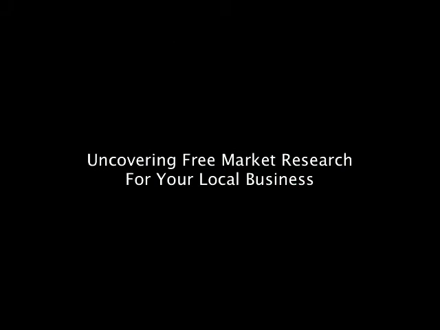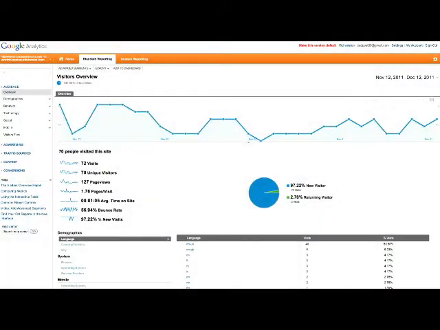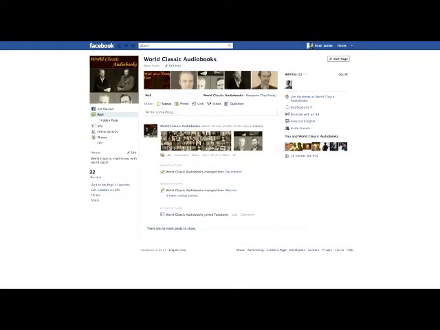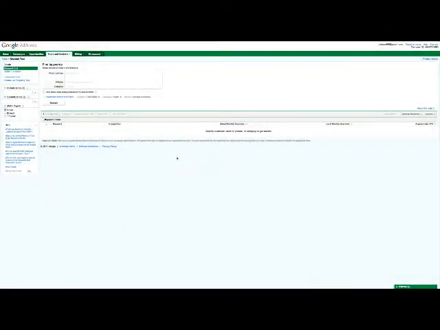On uncovering free market research for your local business. Now, you probably know that there are many tools available to the average person out there that will help them increase their traffic to their website or build up a stronger public profile for their local business. But I bet you didn't know a lot of these tools are free and highly effective if only one knows what they are, how to find them, and what to do with them.